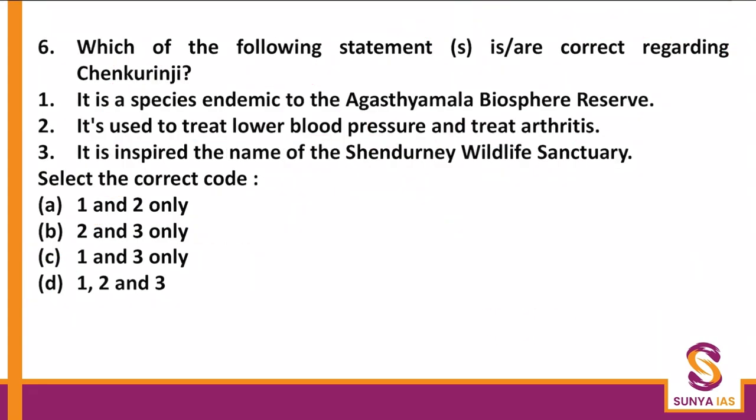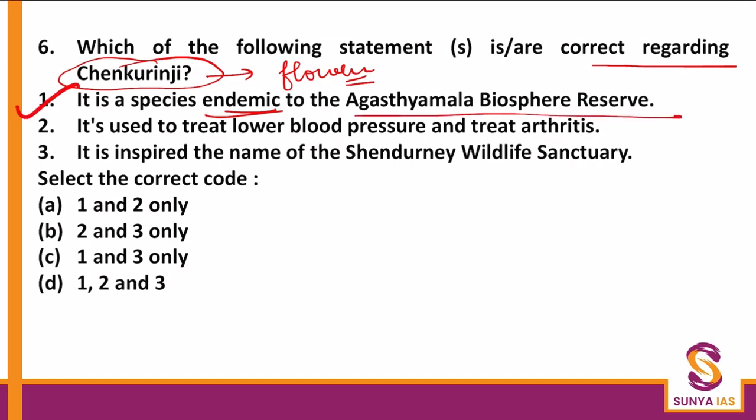Question number 6. Which of the following statements are correct regarding Chenkurinji? Chenkurinji is a flower. We know. This species is endemic to Agasthyamala Biosphere Reserve. Of course, it is used to treat low blood pressure and arthritis. Class, try to understand that Chenkurinji, Neelakurinji, these are flowers, these are like herbs and shrubs. They all have medicinal values.